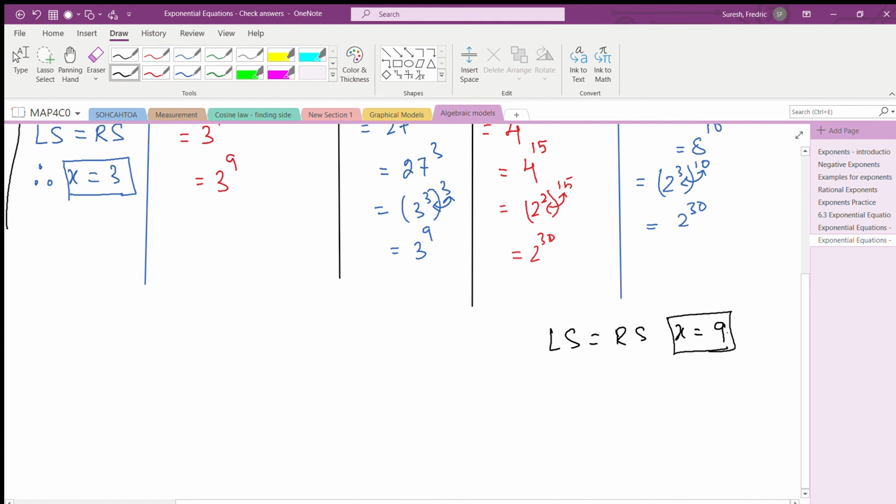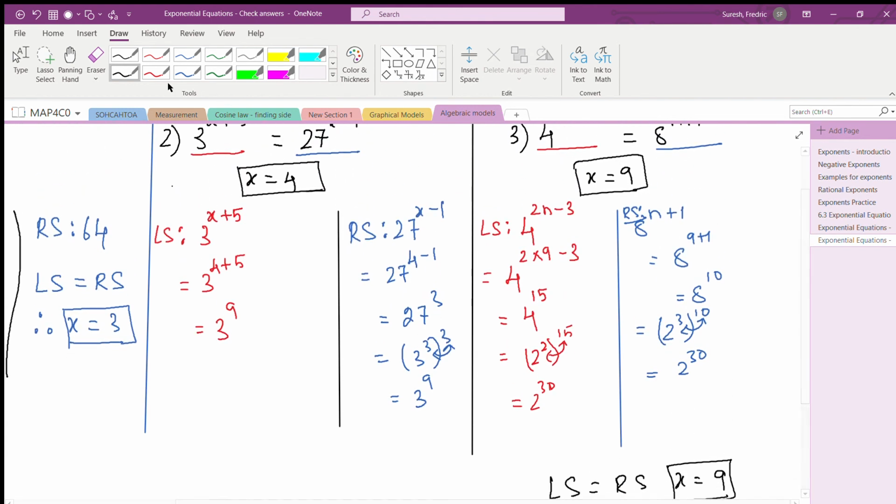And by the way, I forgot to write that for the previous step, so let's complete that. So here again, for question 2, the left side equals the right side. Therefore, x equals 4 is the correct answer.